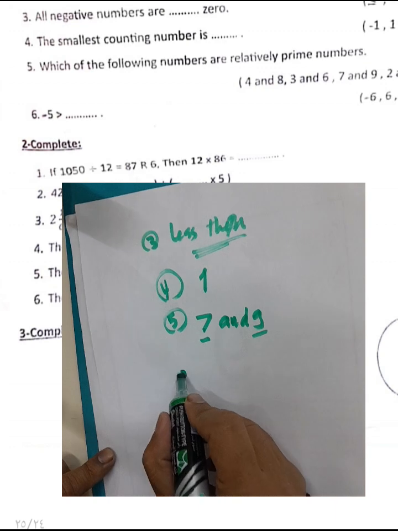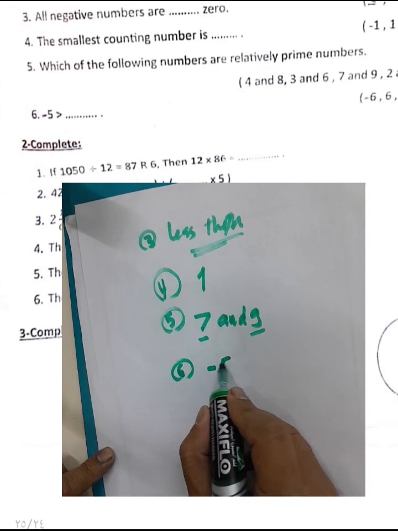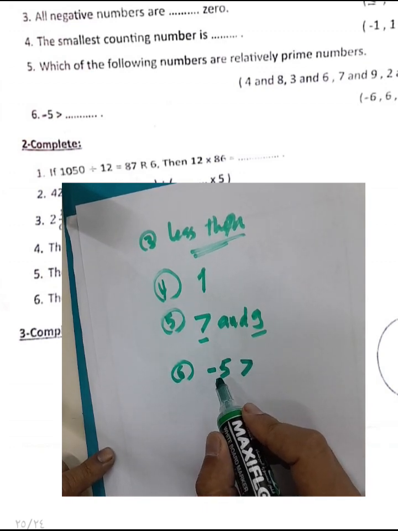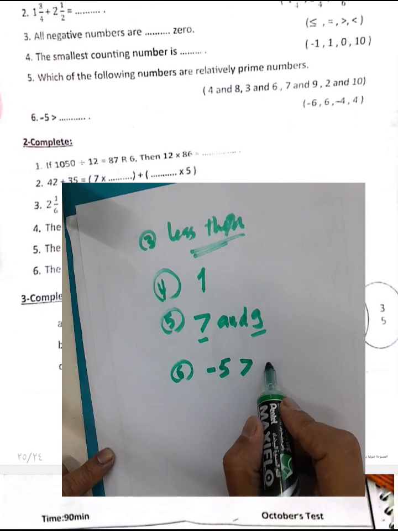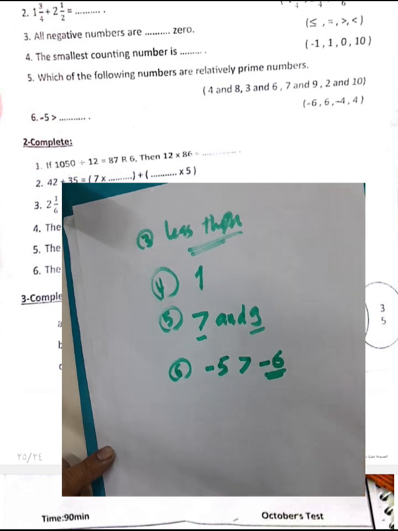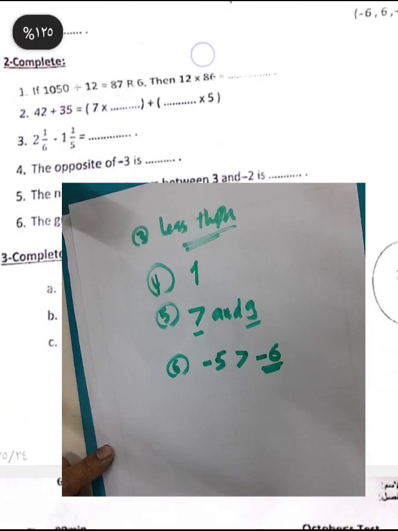Question 6. Negative 5 is greater than what from this solving? Okay, negative 5 is greater than negative 6. Question number 2, complete.